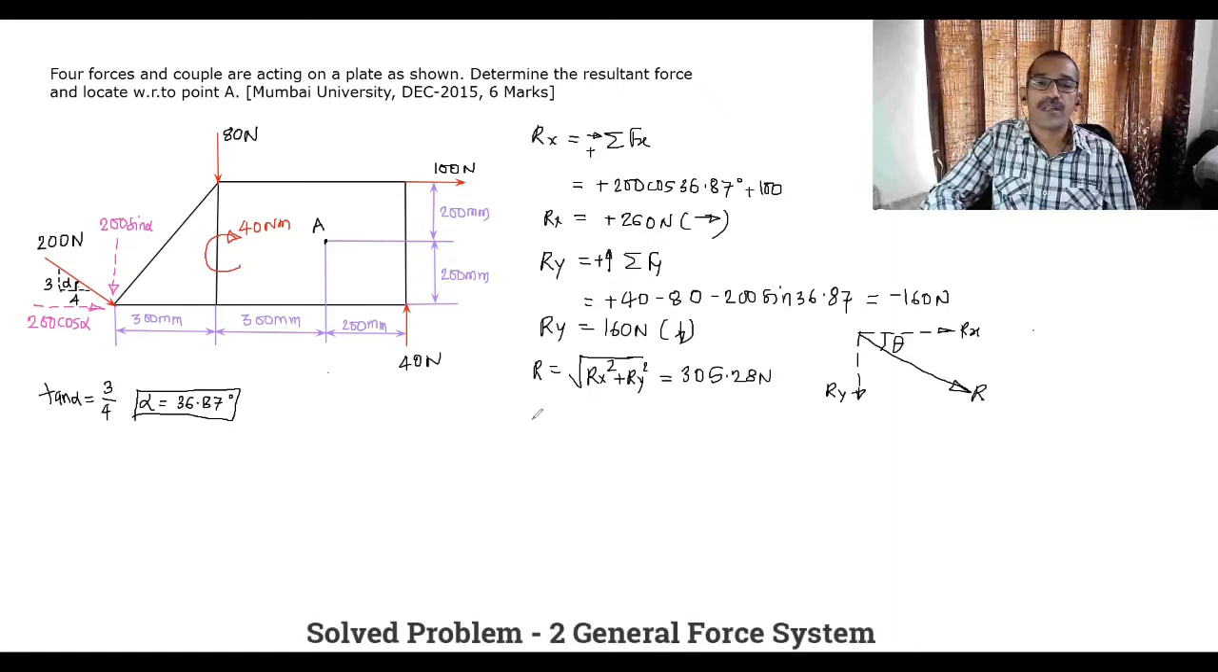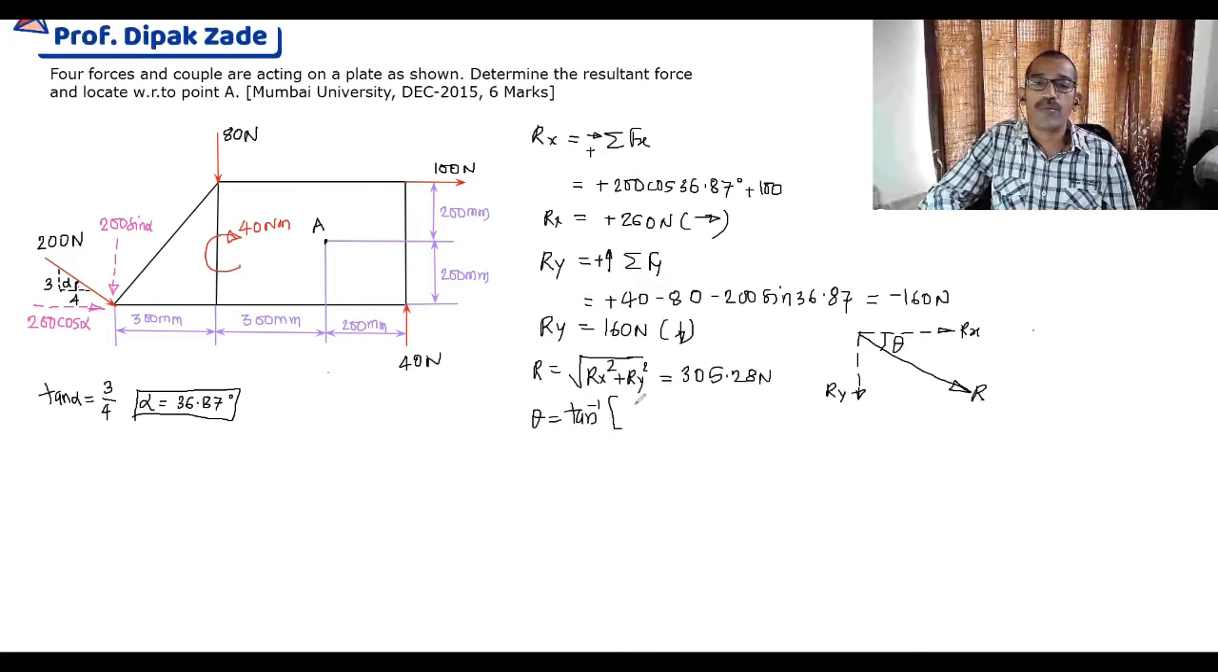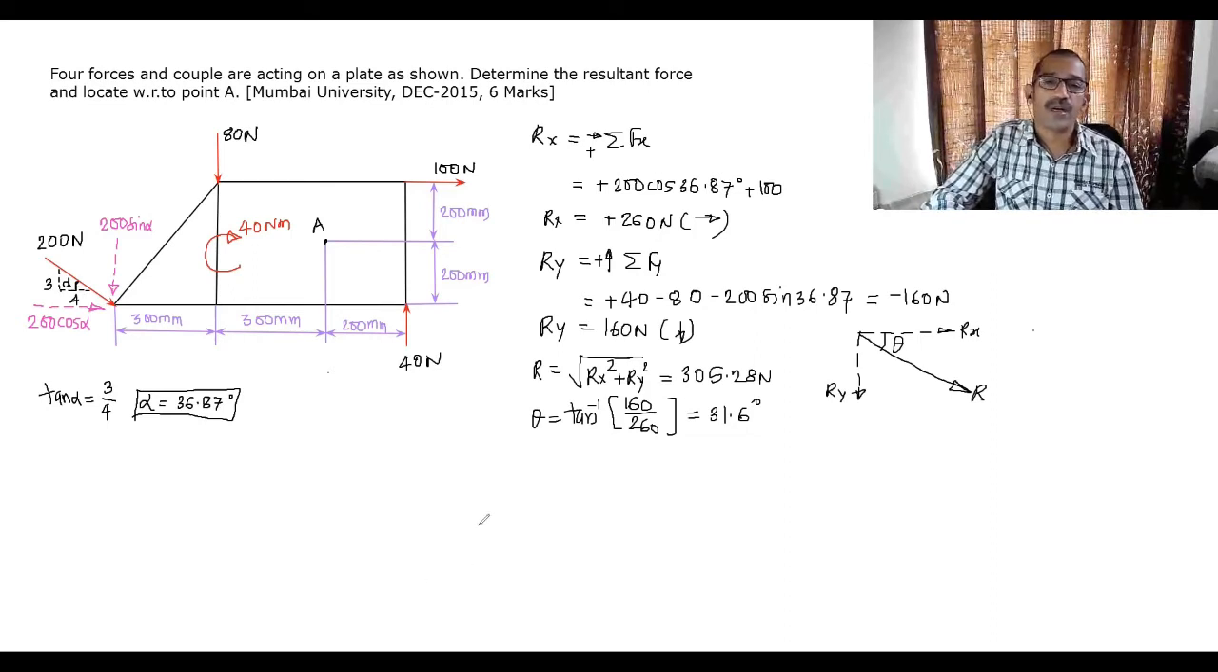It is 305.28 Newton. Inclination is tan inverse of Ry upon Rx, and we substitute both with positive sign. Ry is 160, Rx is 260, right? The negative sign is already considered for Ry, therefore we represented it downward. That's why R is in the fourth quadrant. So in the formula theta equals tan inverse of Ry upon Rx, we substitute with positive signs. This angle comes out to be 31.6 degrees. That means finding Rx, Ry, R and theta is simple, right? So Rx, Ry, R and theta are ready.